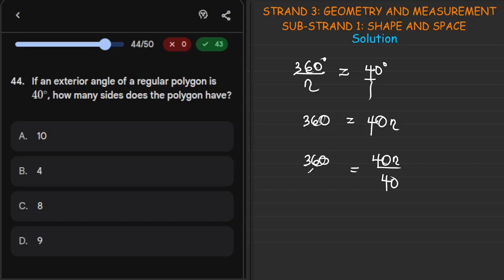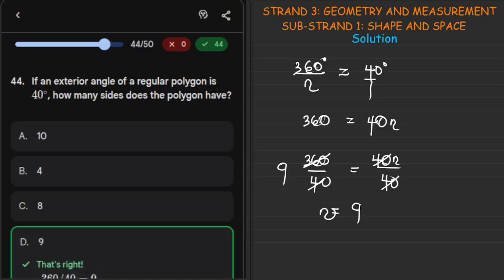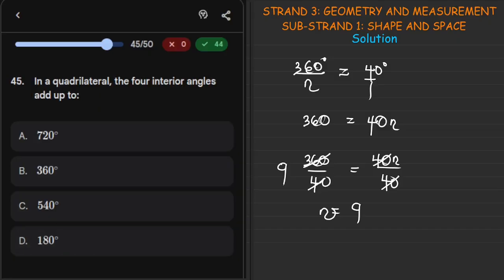So divide 360 as well by what? 40. So with that, 40 takes out 40. Then we have 40 into 360. How many times? That is 9 times. So it simply means that n is equal to what? 9. So it simply means a polygon with 9 sides is that which has an exterior angle equal to 40 degrees.